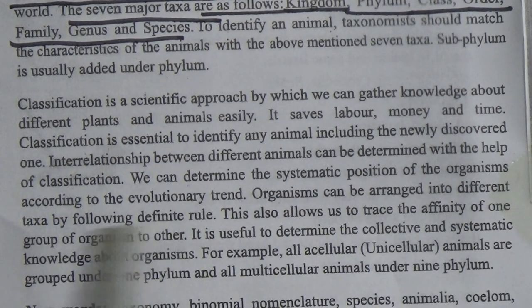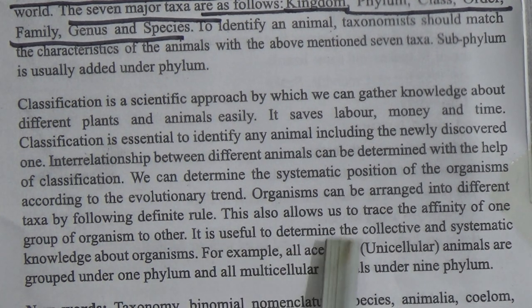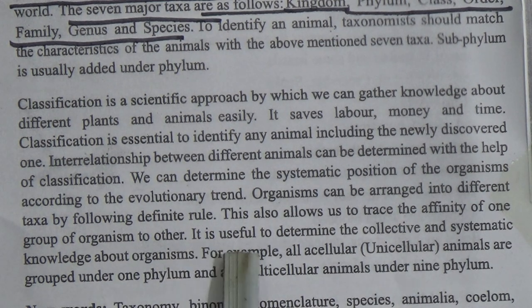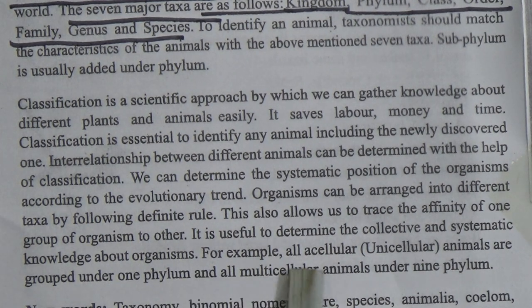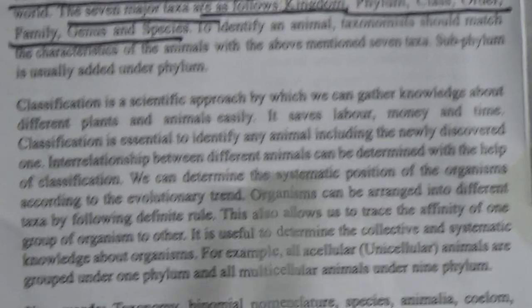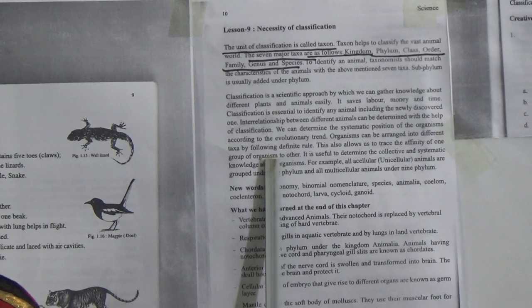Organisms can be arranged into different taxa by following definite rules. This also allows us to trace the affinity of one group of organisms to another. It is useful to determine the collective and systematic knowledge about organisms. For example, all acellular animals are grouped under 1 phylum, and all the multicellular animals under the 9 phyla. So, my dear students, from this discussion, I hope all of you have understood the necessity of classification.